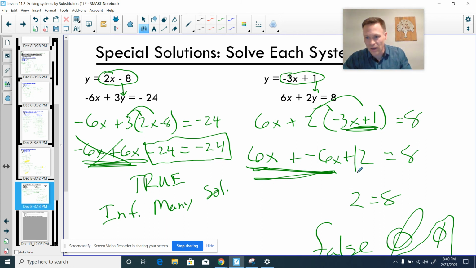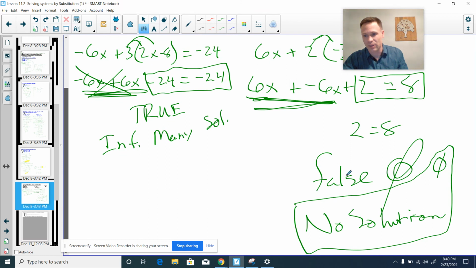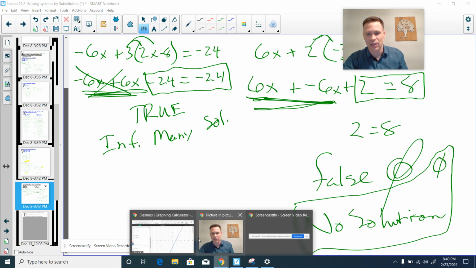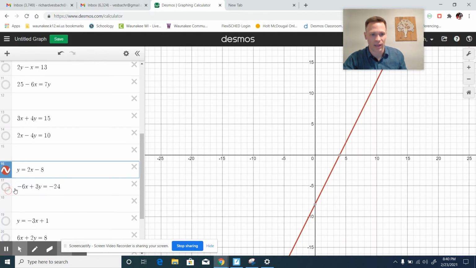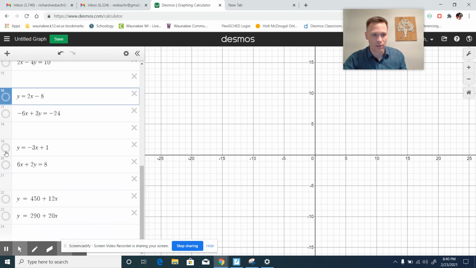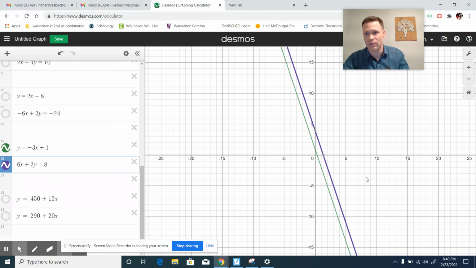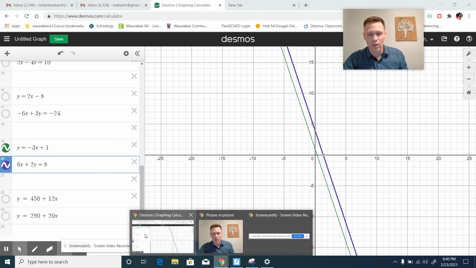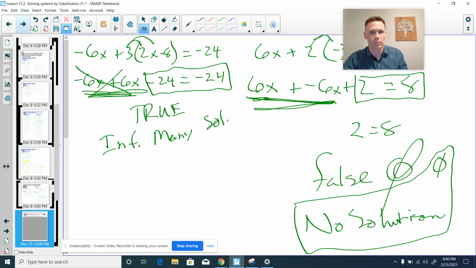But what we are left with is the 2 equals 8, which obviously is not true, right? So in this case, we get a false statement, which means we get no solution. And this is the parallel line scenario. So again, connected to the graph, I have them graphed here. When you look at them, you can see that they're parallel, they never intersect. Okay? All right.